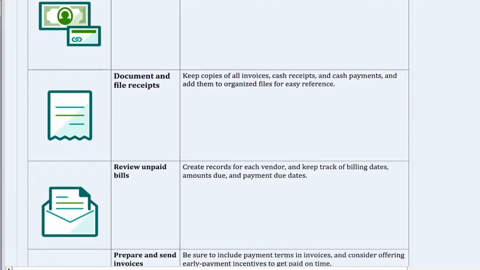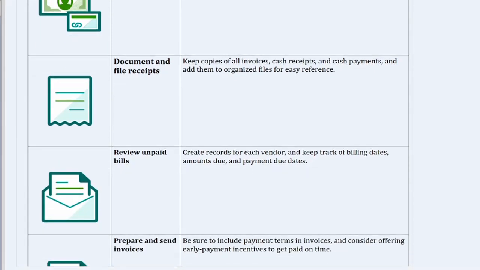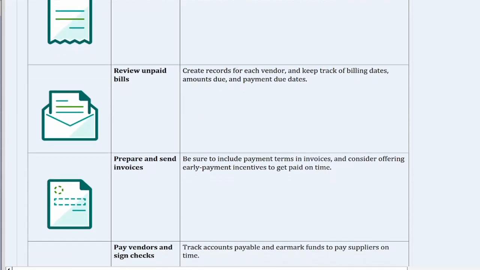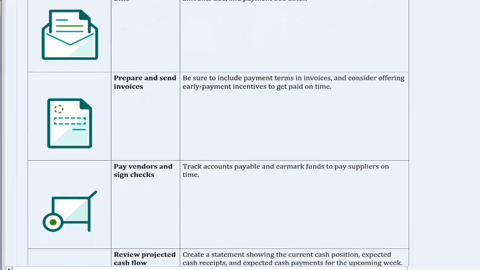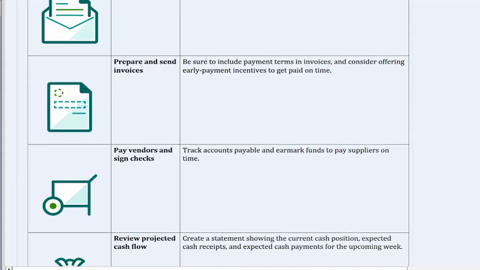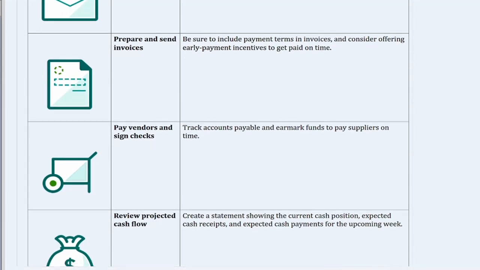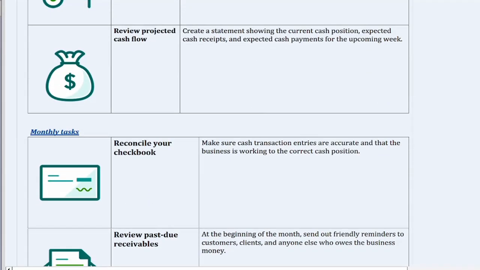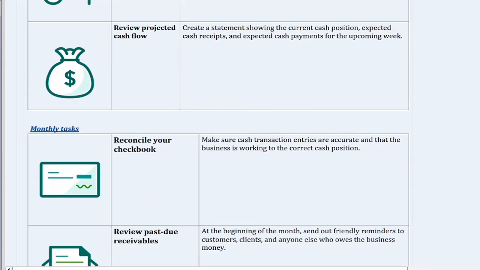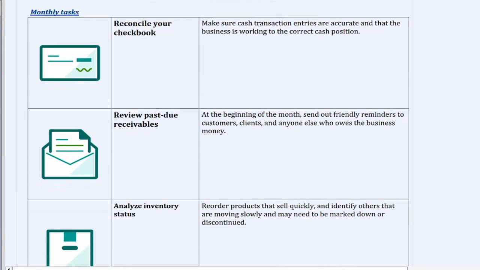Review unpaid bills. Create records for each vendor, and keep track of billing dates, amounts due, and payment due dates. Prepare and send invoices. Be sure to include payment terms in invoices, and consider offering early payment incentives to get paid on time. Pay vendors and sign checks. Track accounts payable and earmark funds to pay suppliers on time. Review projected cash flow. Create a statement showing the current cash position, expected cash receipts, and expected cash payments for the upcoming week.